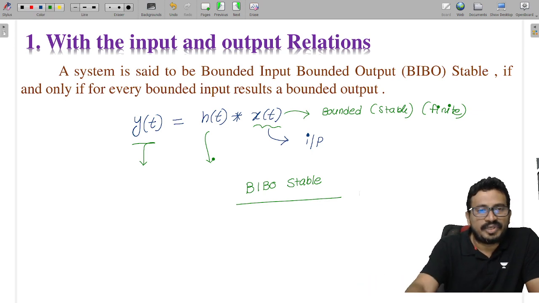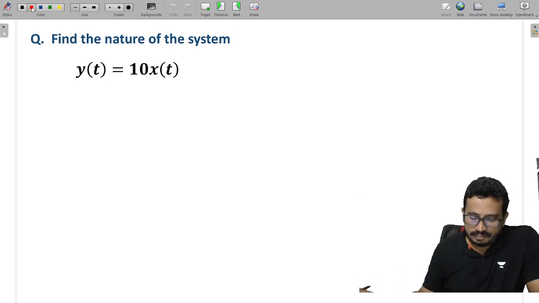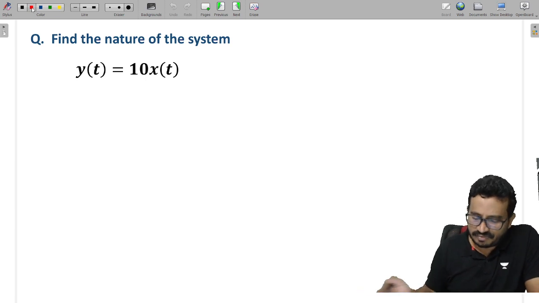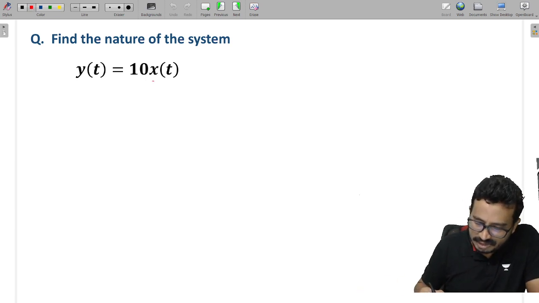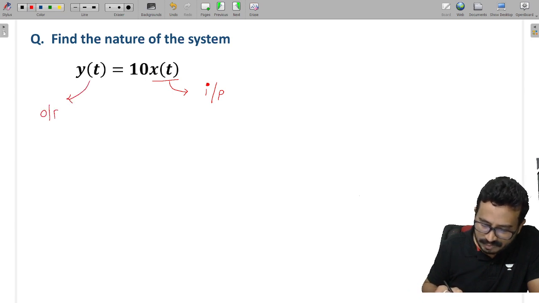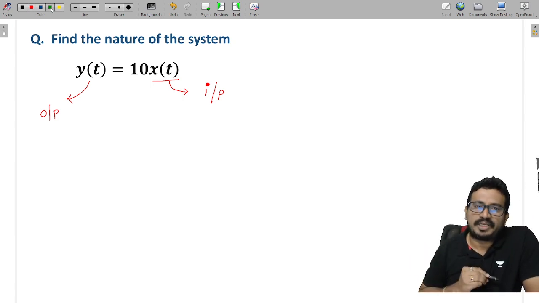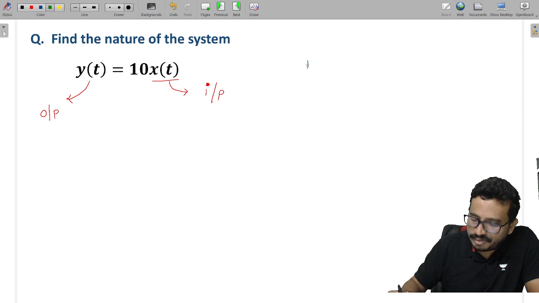Now let's see how we need to analyze it. Let's take some examples where y(t) is given as 10 times x(t). First of all, this is my x(t) given, the input, and this is my output. Now we will apply a bounded input. Applying a bounded input means the value of my x(t) must be stable.